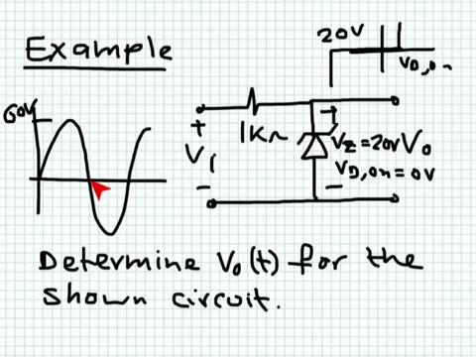And then all the negative part is removed, because the diode will be on, until it reaches 0, and then it becomes positive again. It starts to follow the input, and then it reaches 20, and then gets fixed, and goes down again.